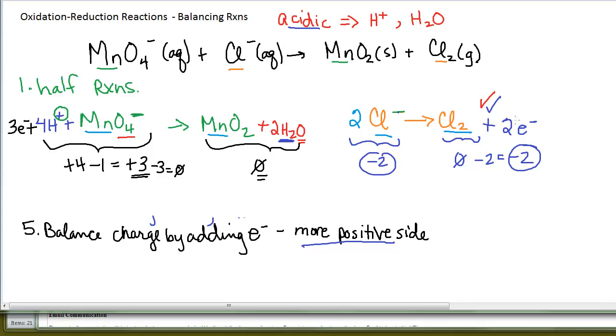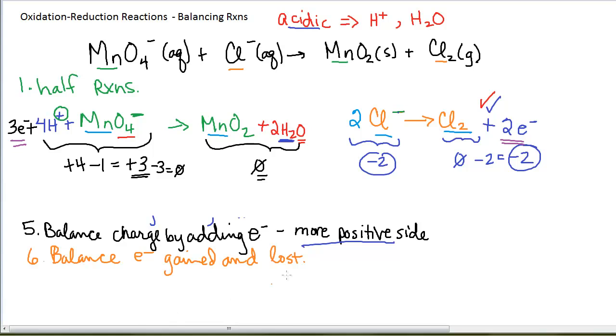You will notice that I added electrons to the right-hand side in this half reaction, and to the left-hand side in this half reaction. If I don't end up adding my electrons to opposite sides in my 2 half reactions, I've done something wrong. And so this is a good time to go back and fix any mistakes I might have made. So now we've balanced the electrons' charges.